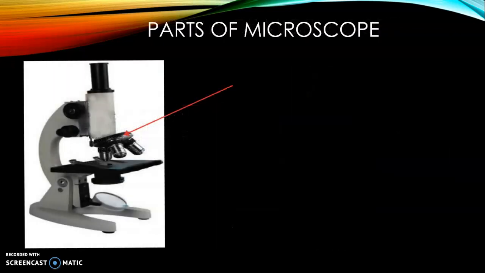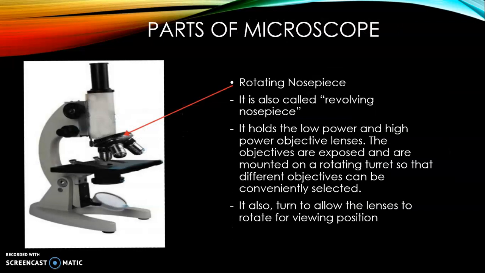This part is the rotating nosepiece. It is also called the revolving nosepiece. It holds the low power and high power objective lenses. The objectives are exposed and are mounted on a rotating turret so that different objectives can be conveniently selected. It is also turned to allow the lenses to rotate into viewing position.